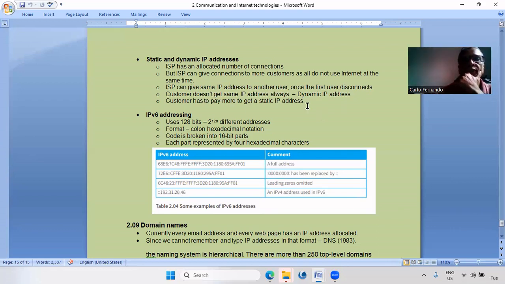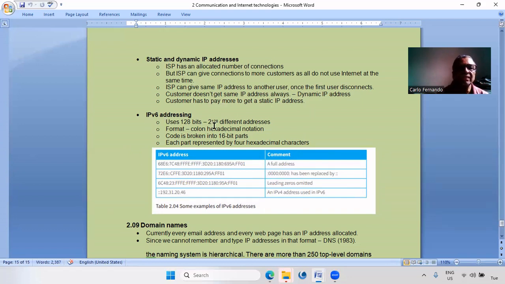But what about a static address? The customer has to pay more to get a static IP address. But you and I don't need a static address. Then who needs it? Who has to pay more? If you have a website of your own, hosted on your computer, then you have to have a static IP address, because the IP address is the translation of your URL. Users can't have the URL changing from time to time. It has to be static, the same URL. But you have to pay more for that.